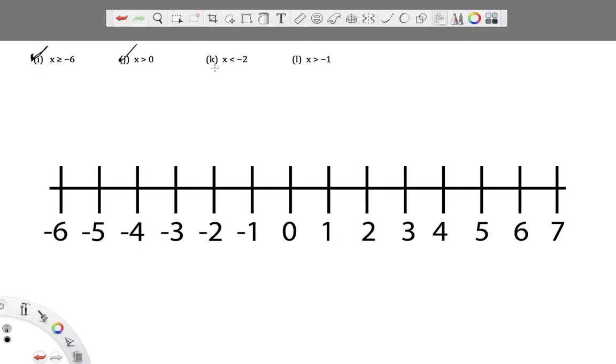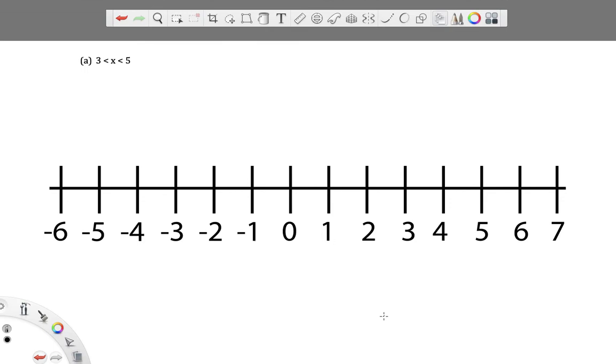Then k, x is less than minus 2. That's going to be here. The numbers which are less than minus 2 are to the left, all the numbers down here. So that's k sorted, so again I'll get rid of it. And then l, x is greater than minus 1. Again, we haven't got an equal to part, so it's a normal circle that isn't filled in, and x is greater than minus 1 means all the numbers to the right, so our arrow goes to the right. So that's those 4 questions.